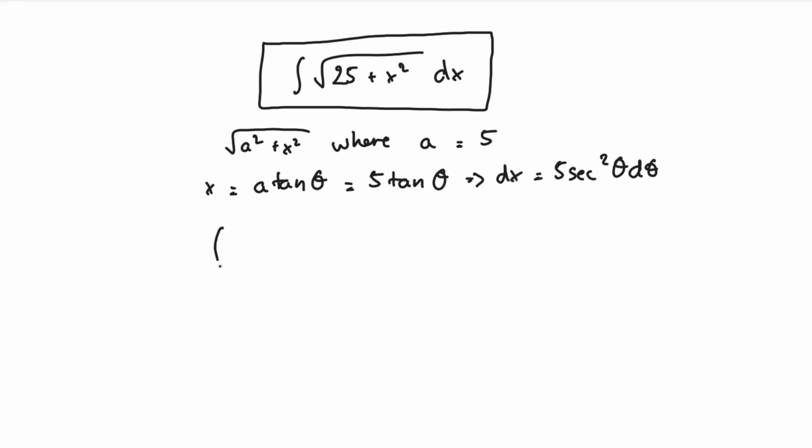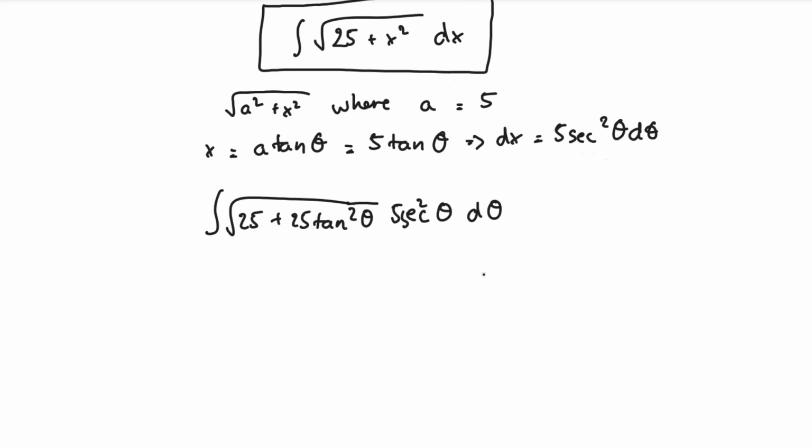Next, we're going to substitute x back into this integral. So we're going to have 25, where x is 5 tangent theta, so it's going to be 25 tangent squared theta. And what is dx? The dx is right here: 5 secant squared theta d theta.